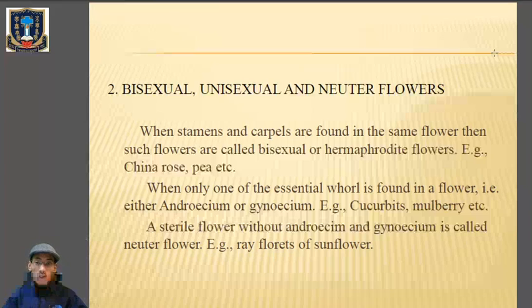And what is a neuter flower? N-E-U-T-E-R flower. Neuter means a sterile flower, because those flowers are without androecium and gynoecium. Such flowers do not have the male and the female reproductive organ. Examples are the ray florets of sunflower, and in fact you have learned this in class 9 also, the ray florets of sunflower. They are the neuter flowers.